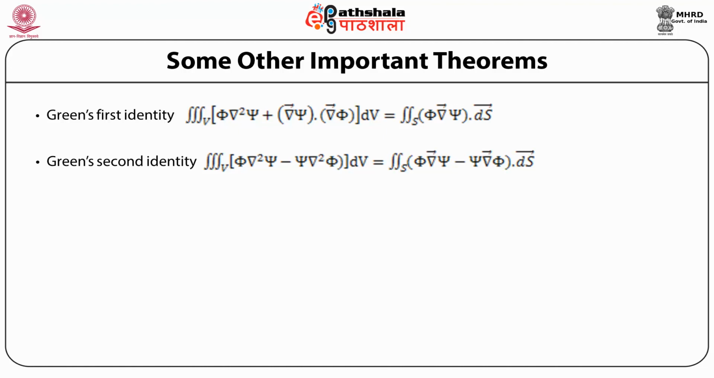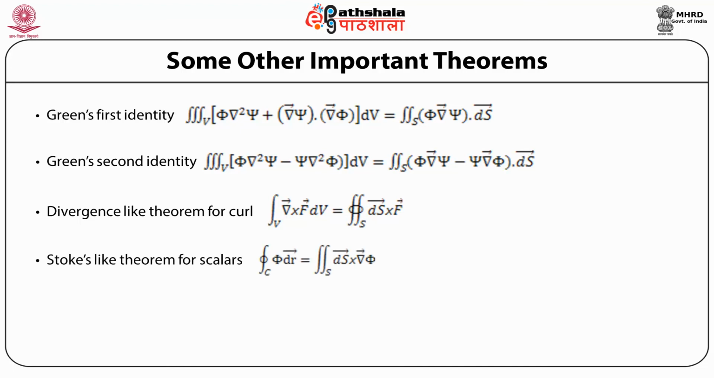Another theorem is the divergence-like theorem for curl, that is, the volume integral of ∇ × F dV equals the surface integral along the closed surface S of dS × F. The Stokes-like theorem for scalars is the line integral along the closed loop C of φ dr equals the surface integral along S of dS × ∇φ.